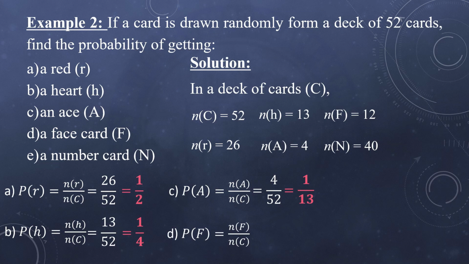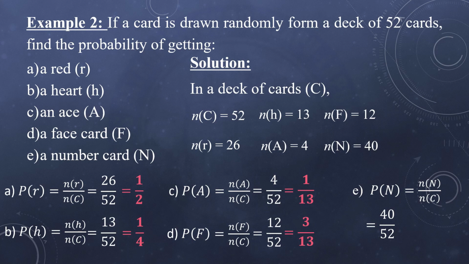1/13. For P of F, or the probability of face cards, is equal to the number of the face cards over the total number of cards, or 12 divided by 52, the answer is equal to 3/13. And for P of N, or the probability of number card, is equal to 40 divided by 52 is equal to 10/13.